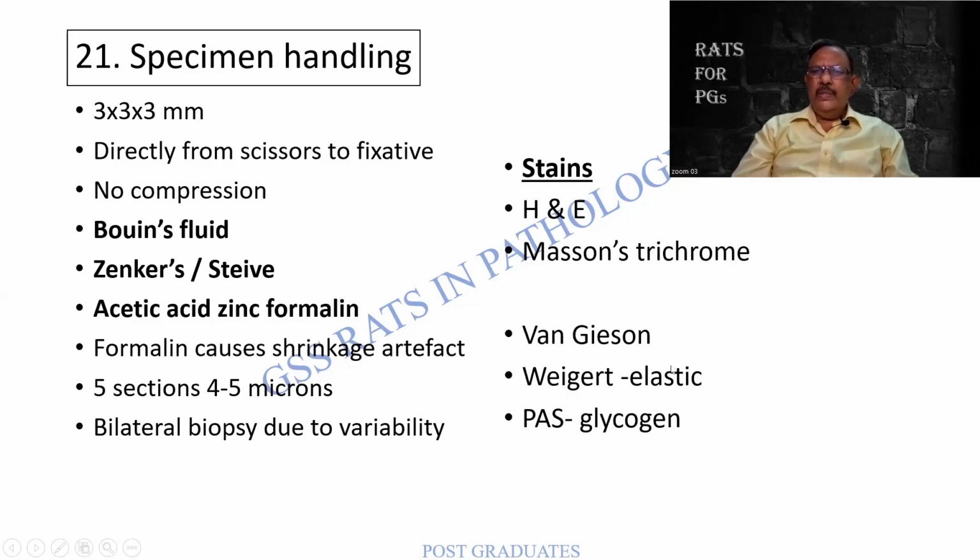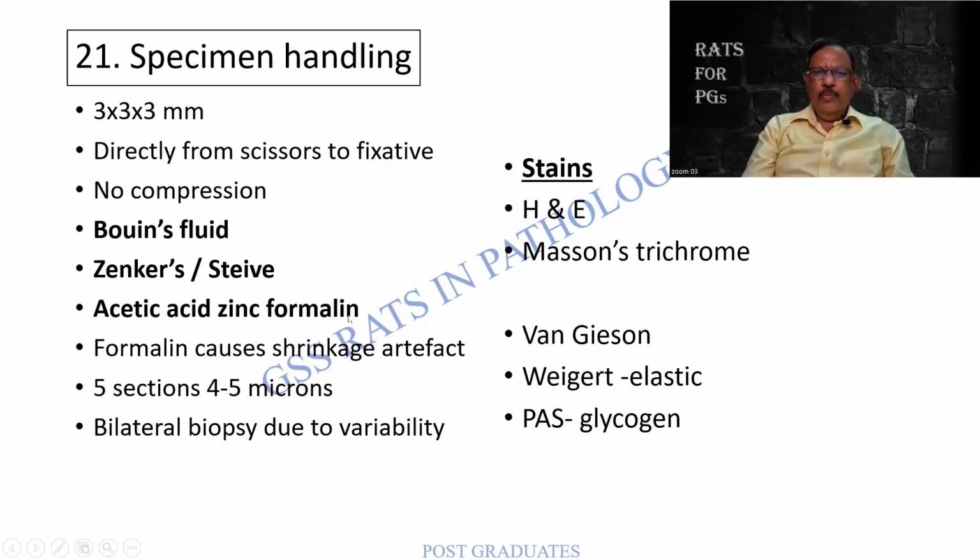How do you handle a specimen, be it an aspirate or a biopsy or whatsoever? They say that 3 into 3 millimeters is a minimum requirement, just as you require a certain number of glomeruli for an adequate renal biopsy. Here also you find that this volume is required. And directly from the scissors to the fixative, I should not be carrying it between the probes of the forceps. There should be no compression. Bouin's fluid, Zenker's fluid, or Stieve's fluid are recommended.